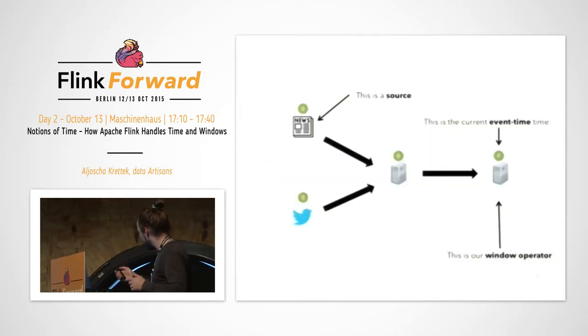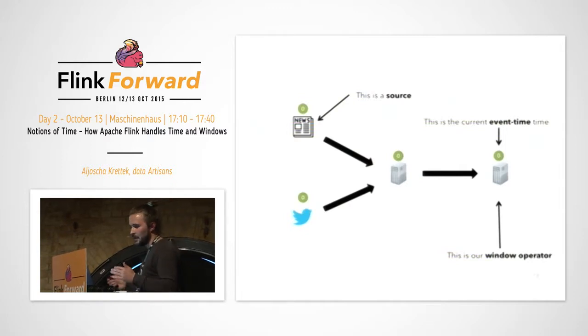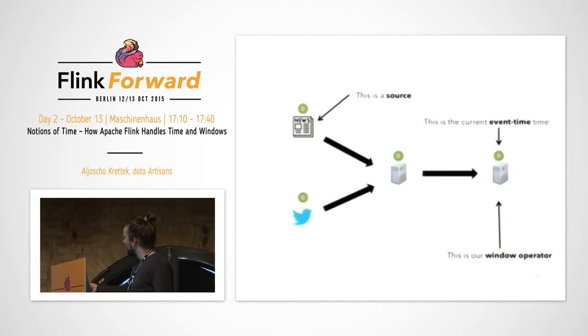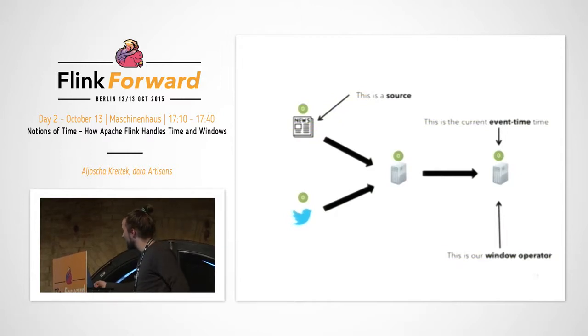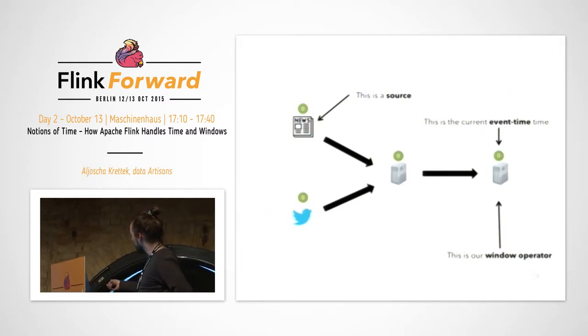So this is, for example, an instantiation or a topology of this earlier example. We have a data source that gives us these news items. We have our Twitter source that gives us the tweets. This is the machine that pulls these two streams together. And on this machine we have our window operator running, that does the actual window computation. And these green bubbles you see, they would be the event time, or the current position in the event time continuum, as this machine sees it.